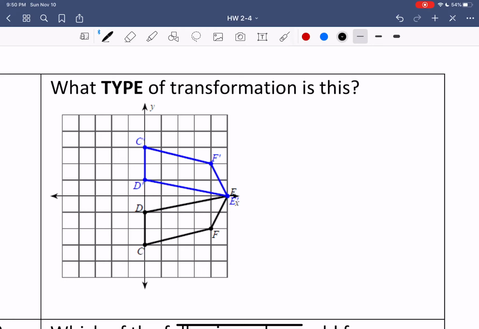So this one is asking for what type of transformation. They're not asking for a rule, they're asking for a type. So we have the 4 different types that we've learned about: translations, reflections, rotations, and dilations.